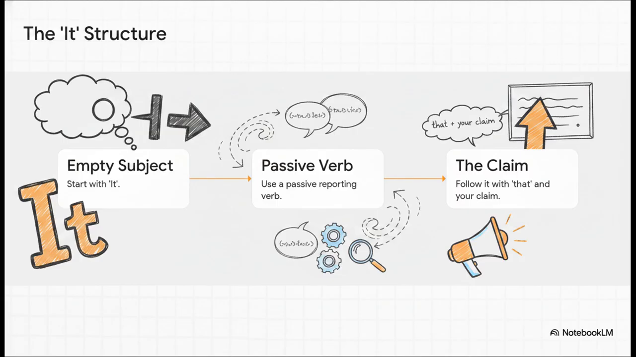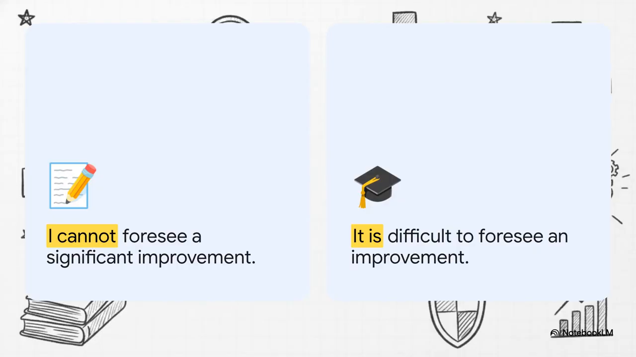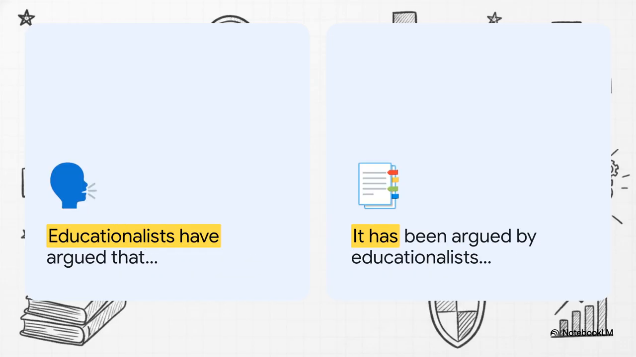Let's actually see this in action. Check out this before and after transformation. "I cannot foresee" sounds, frankly, like a personal limitation. But when we apply our formula to get "it is difficult to foresee a significant improvement," boom. Instantly less personal, way more professional. We completely remove the subjective "I" and reframe the difficulty as an objective reality. And the best part is, this doesn't just work for your own ideas.